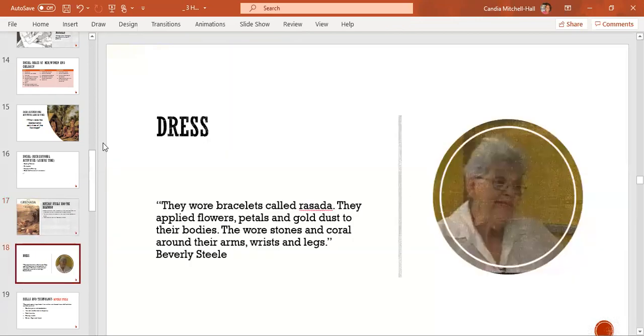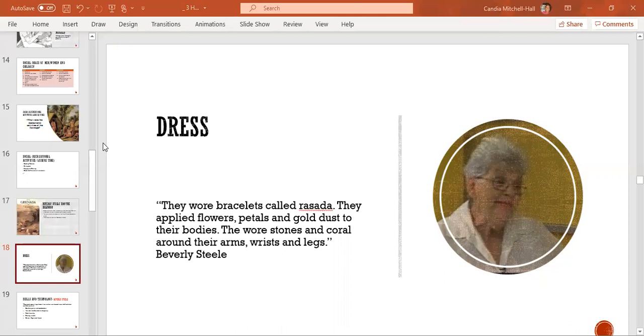Shania, sir. Shania, my bad. Sorry about that. Could you read another quote for me from Steele? Dress. They wore bracelets called masada. They applied flower petals and gold dust to their bodies. They wore stones and coral around their arms, wrists, and legs.